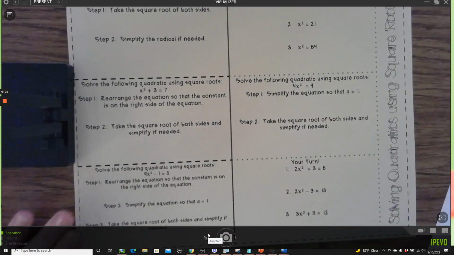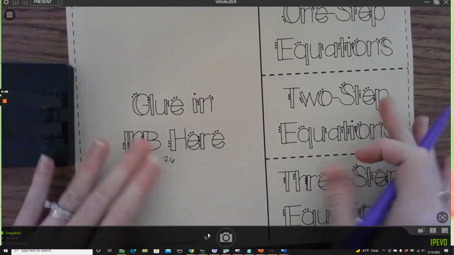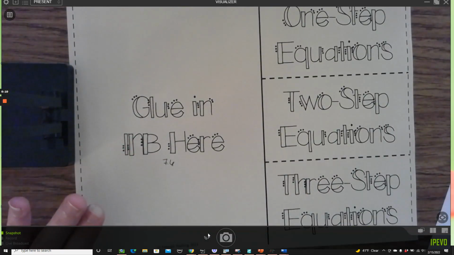This video is for the solving quadratics using square roots notes. So we've got several different types here. We've got 1-step, 2-step, and then 3-step equations.